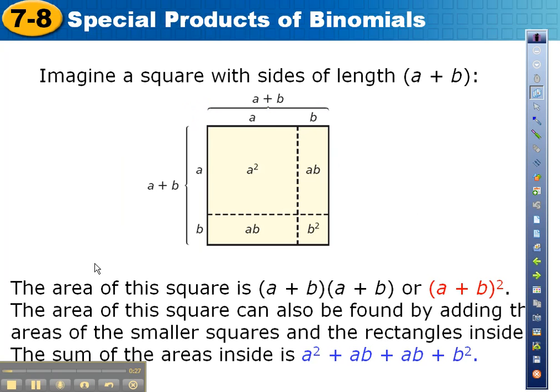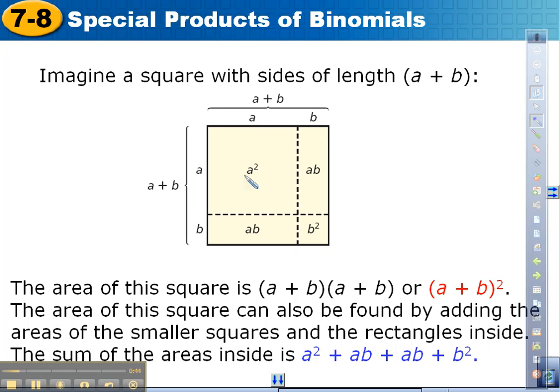Imagine a square with sides of length a plus b. This is a square. This length is a plus b, and this length is a plus b. Doesn't that kind of look like the algebra tiles we were using? The way they've got this set up, if you take the area of this box, it has a length of a and a width of a, so the area of this box is a squared. This rectangle has a length of a and a width of b, so its area is ab.